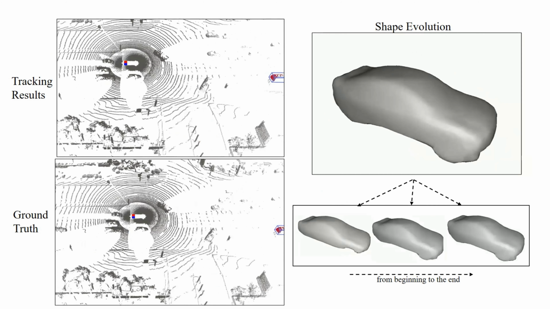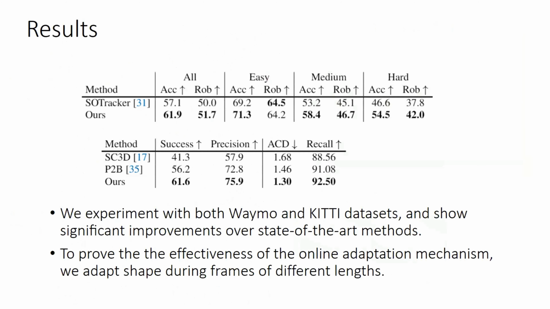Yeah, this is the visual result. We experiment on both Waymo and KITTI datasets and compare with the SOT tracker and other discriminative trackers such as P2B, and we found that our method is quite effective. Especially on the hard case, it improved the accuracy and robustness by about 5 points in robustness and about 8 points in accuracy.